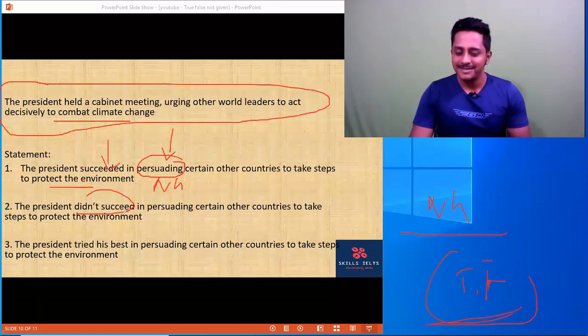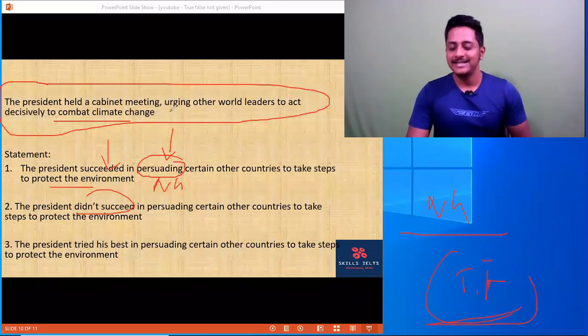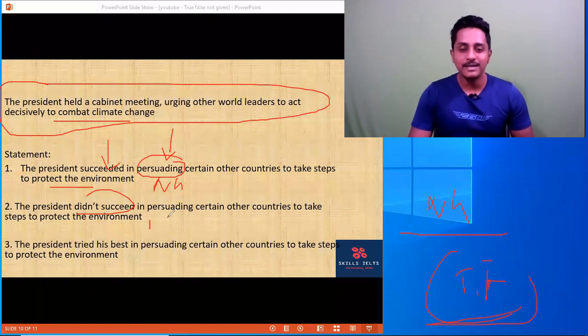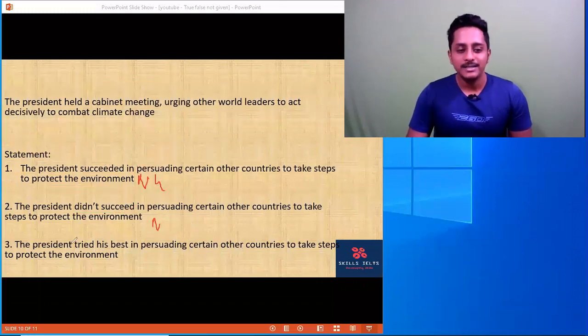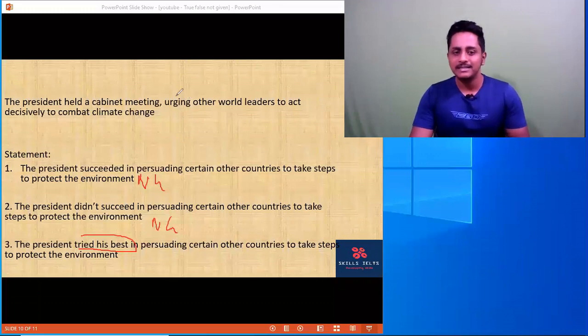Correct? Fine. The president didn't succeed. No, we don't know whether they succeeded or not. So this is also not given. All right, so this is not given. This is also not given. The president tried his best. Yes, he tried his best. Urging others makes sense. Synonyms.